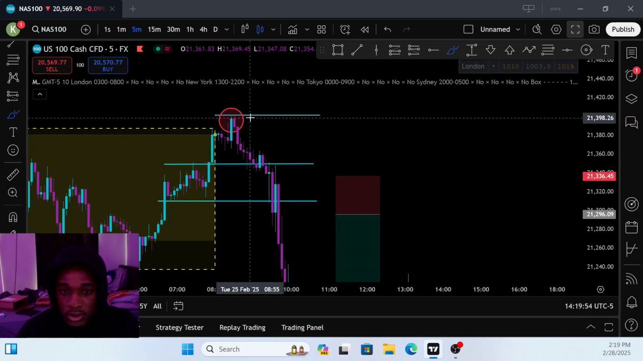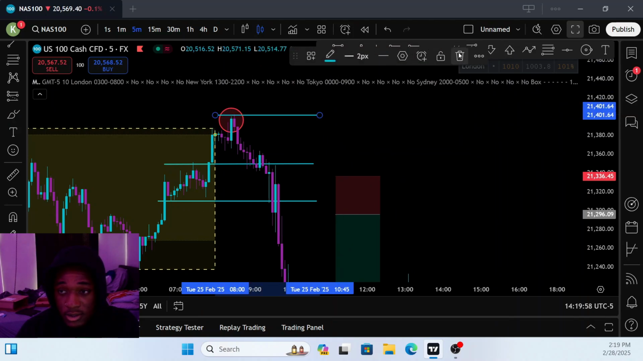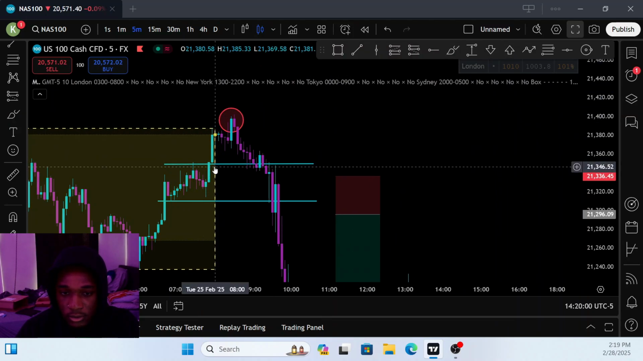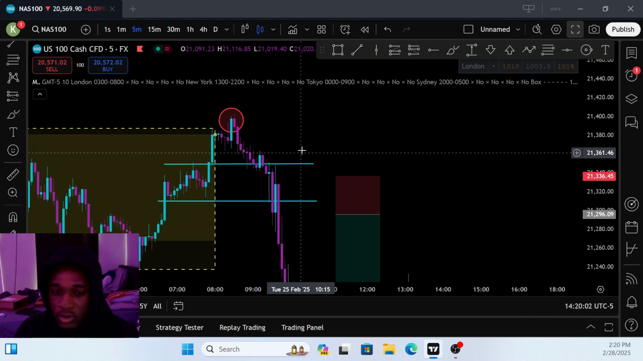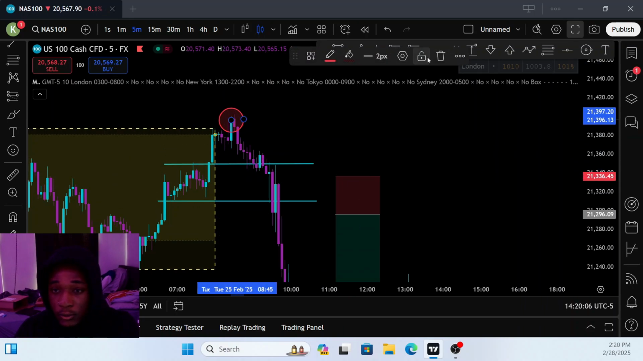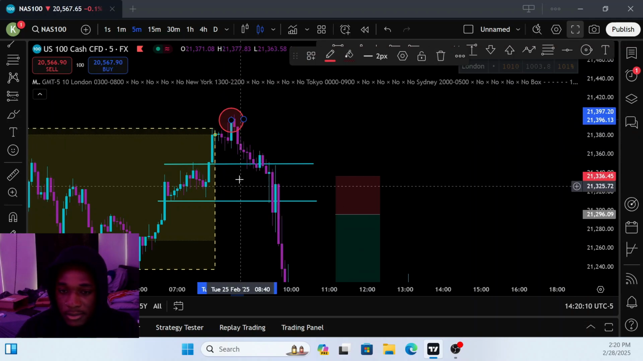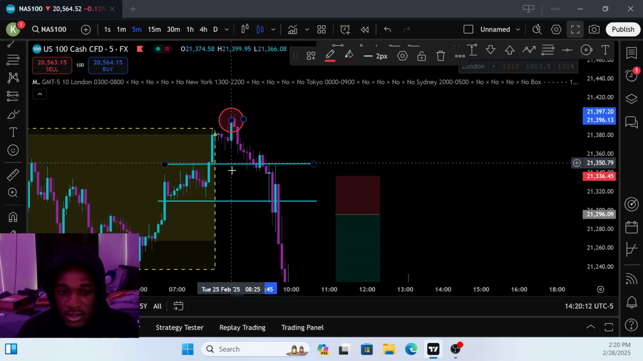Normally I would delete this resistance and make this zone my new resistance zone, but it was just sketchy. I just didn't like it, to be honest. So I was only looking for shorts on this position. If price was to break higher, I just wasn't gonna take a buy position. But yeah, we had a resistance, we had support.